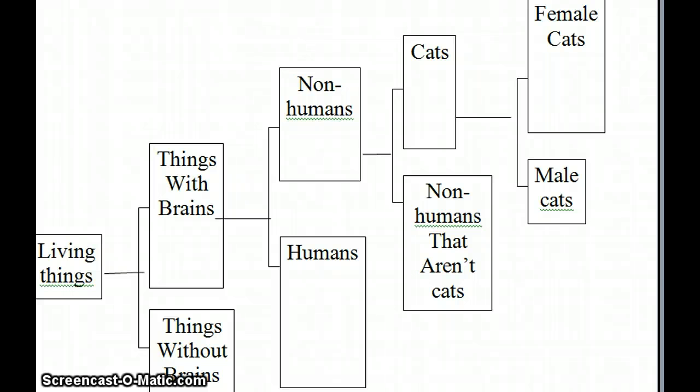On page 24, we see a section that's titled on the far left, Living Things. Living things are broken down into two categories, things with brains and things without brains. Things with brains are broken down into two categories, non-humans and humans. Non-humans are broken down into cats and non-humans that aren't cats, and cats are broken down into female cats and male cats. The purpose of this chart is to show you that if you had an instance of a female cat, let's say the cat's name was Frisky, then Frisky would be a female cat, she would be a cat, she would be a non-human, she would be a thing with a brain, and she would be a living thing.